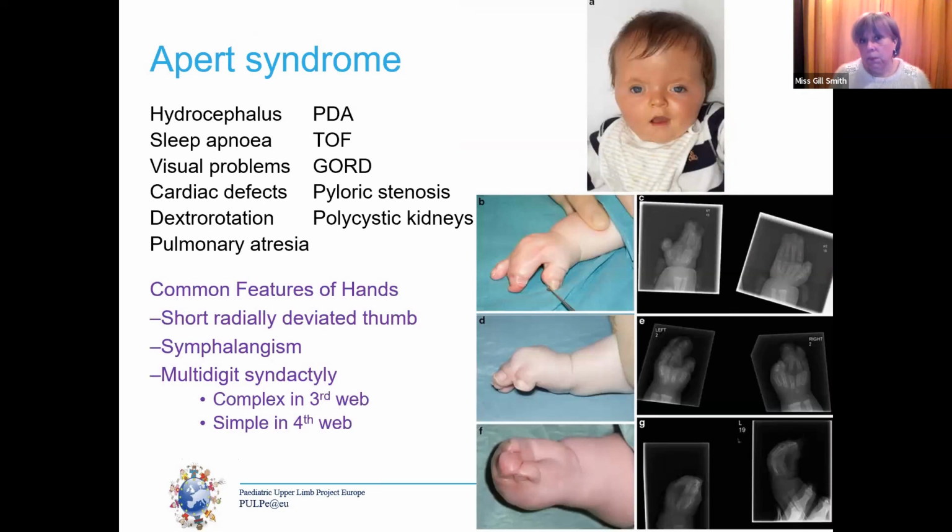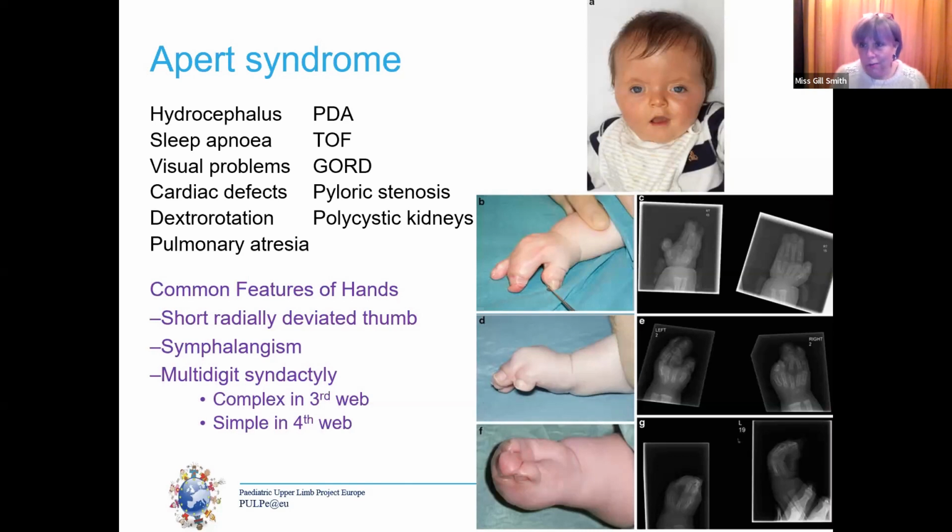So Aperts, as I say, have all sorts of problems. You can name a system and they've probably got a problem with it, and that includes hearing, visual, cardiac, gut, kidneys, lung. As far as your hands are concerned, there are three main types classified by Upton, but there are certain things that are the same in all of them.